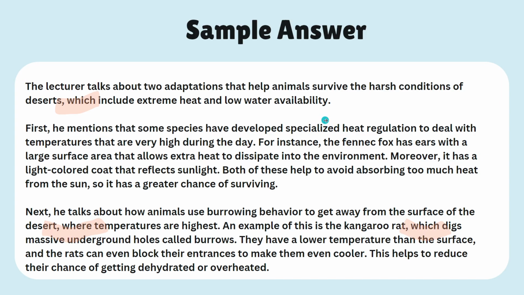In terms of things I've done to make this answer a little bit more sophisticated and high scoring, well, I've used some subordinating conjunctions: which, where, and then which again. This gives me more grammatical complexity. I don't want to turn this into a grammar lesson, but if you don't know what subordinating or coordinating conjunctions are, just take a minute and look it up.